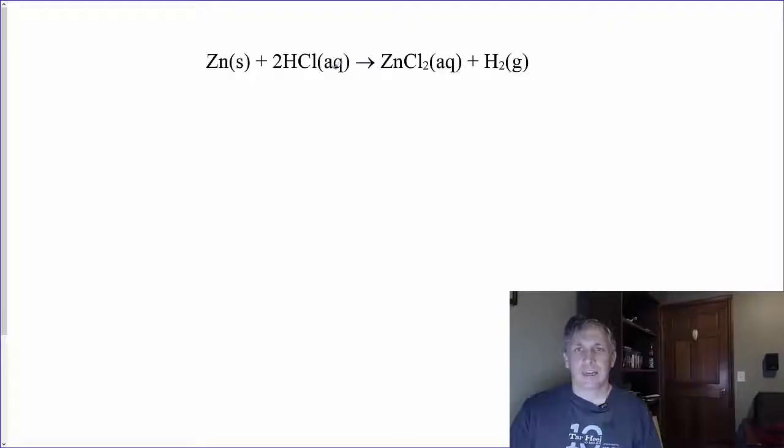So, essentially, a net ionic is just the reaction without the spectators, or the chemical equation without the spectators. So, look at another one. All right, this time we'll look at the reaction between zinc and hydrochloric acid to give you zinc chloride and hydrogen gas.